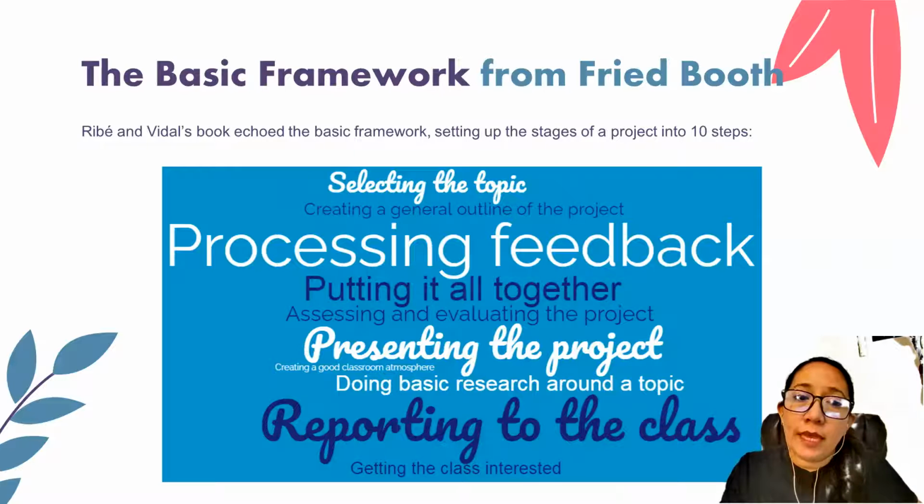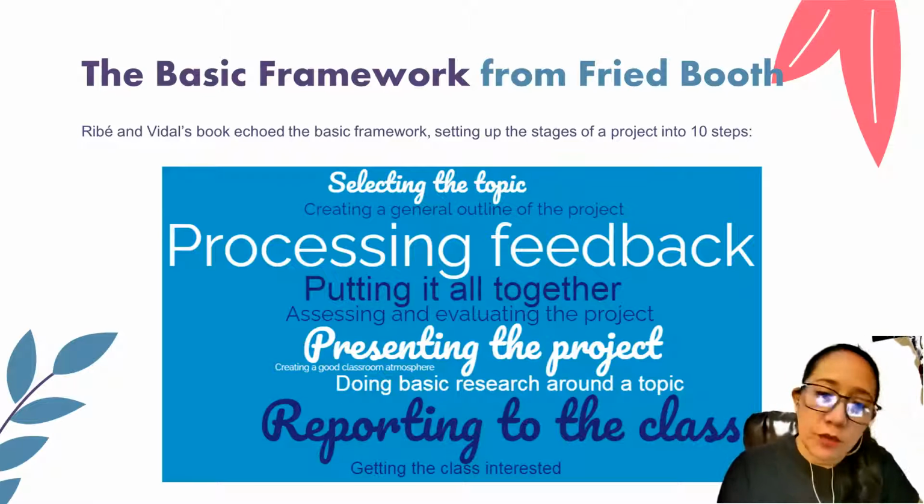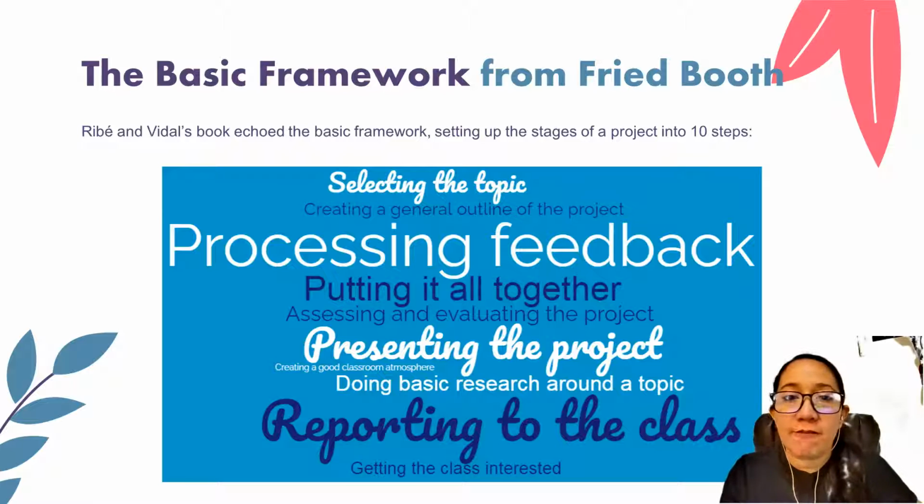Ribé and Vidal's book echoed the basic framework from Fried-Booth, setting up the stages of a project into 10 steps. And these are: first, creating a good classroom atmosphere, getting the class interested, selecting the topic, creating a general outline of the project, doing basic research around the topic, reporting this to the class, processing feedback, putting it all together, presenting the project, and assessing and evaluating the project.